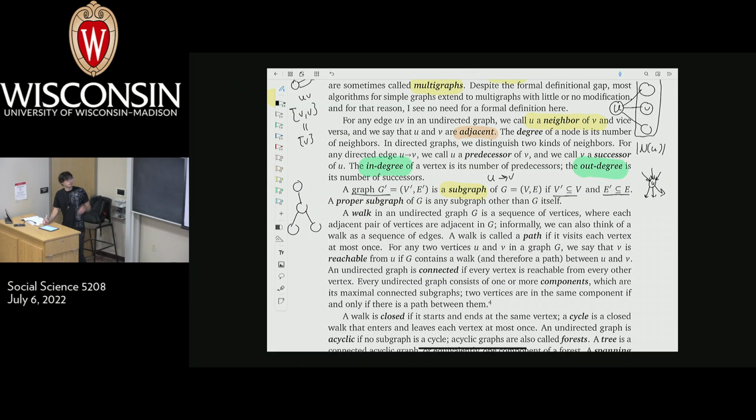Now, a subgraph of a graph could be itself. So there's two trivial subgraphs, the empty graph and the graph itself. These both count as subsets of G. And so we typically talk about proper subgraphs. This is just any subgraph of G other than G itself. It's proper because they're different.